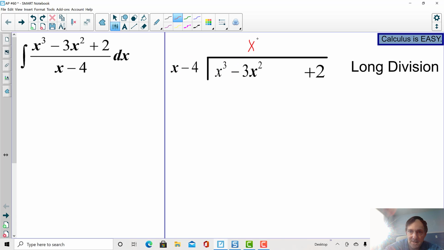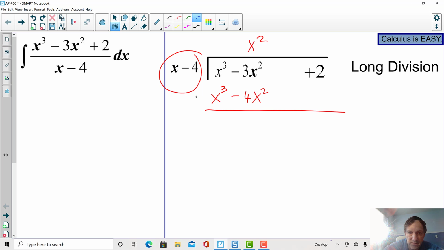So we're going to write that down right here, x squared. And we're going to multiply all this stuff by x squared. That's going to give me x to the third minus 4x squared. Then we're going to do the top minus the bottom. Another way of doing it is to multiply everything by -1 and then add up all the pieces. So this is going to give me 0. This is going to give me x squared. And this is going to give me a 2.